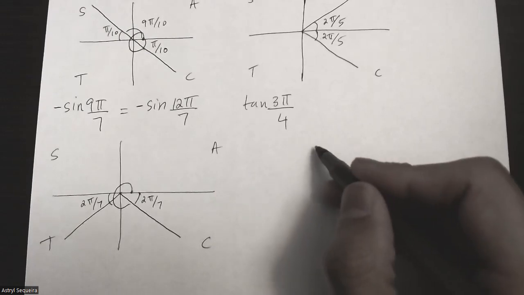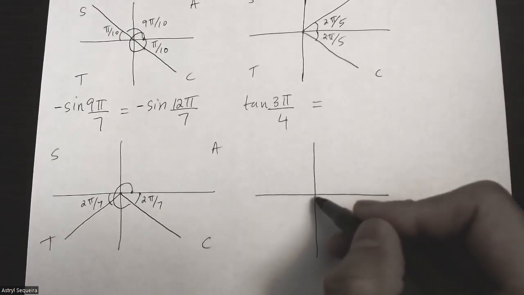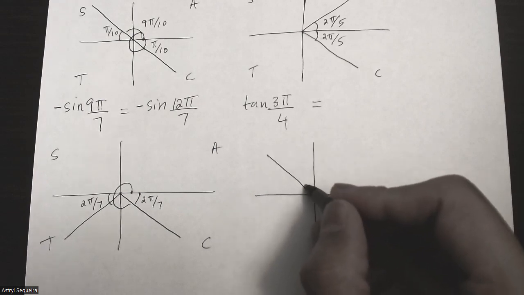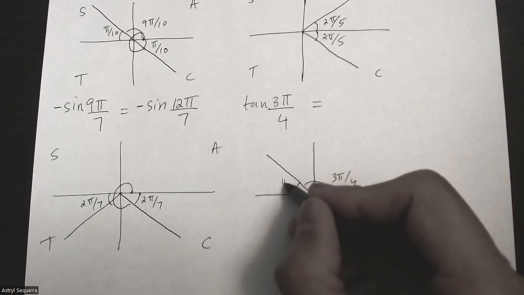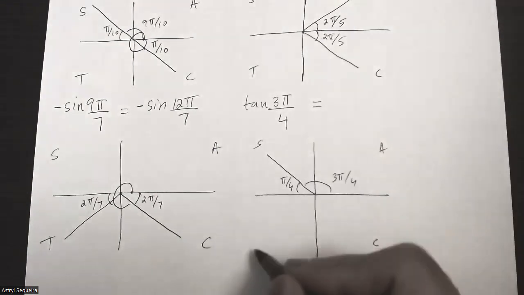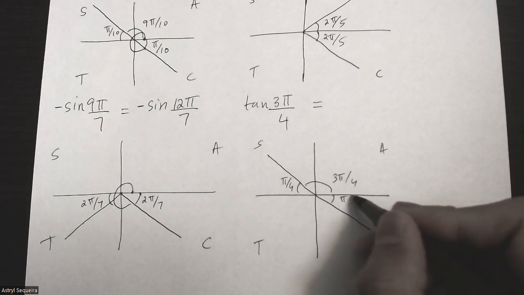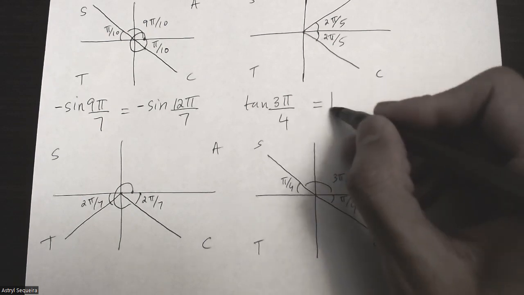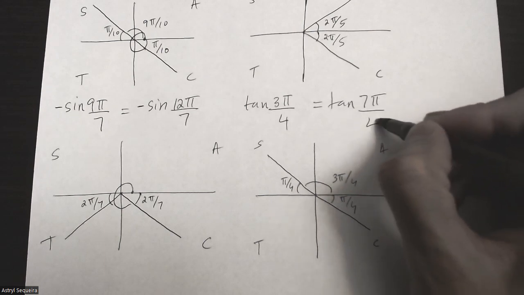And then the last question here should be pretty simple. The exact same thing we've been doing. 3 pi over 4 is over here, my second quadrant. The acute angle is just pi over 4. Tan is negative in that quadrant. Tan is also negative in this quadrant. Same acute angle, pi over 4. And then 2 pi minus pi over 4 is just 7 pi over 4.